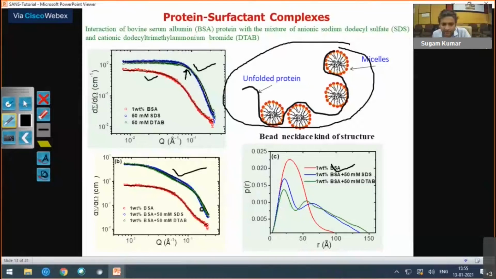I will show one of the P of R, but you can see in case of the mixed system, there are two peaks in the P of R, the blue and green curves. Why two peaks? One corresponds to the size of the micelle, the other is the micelle distance. So let's have a quick look at this P of R and then this data analysis also.